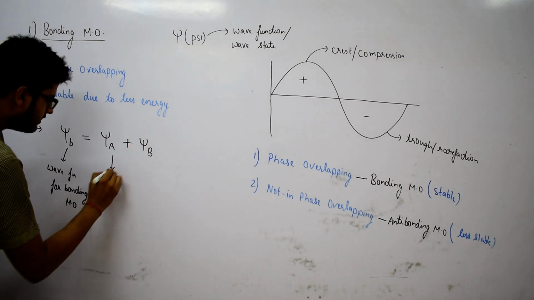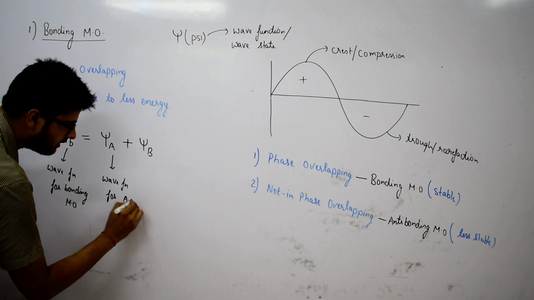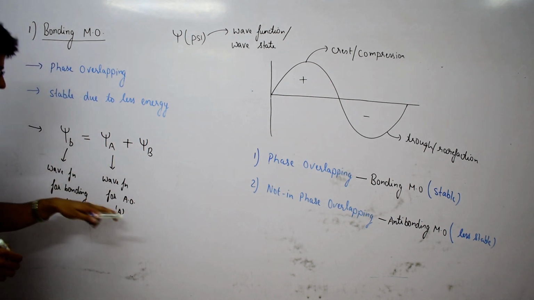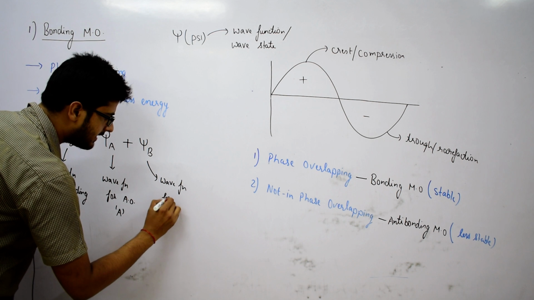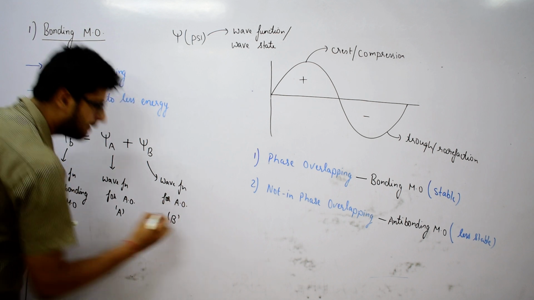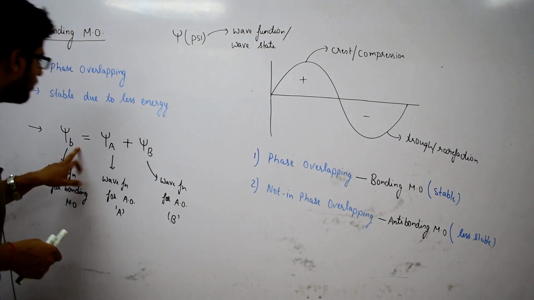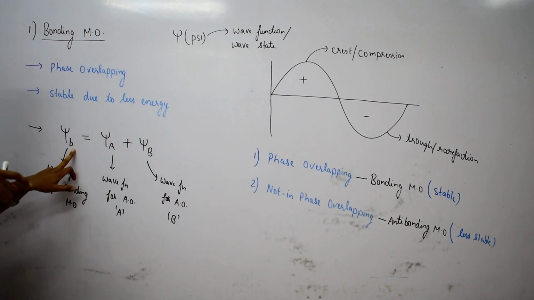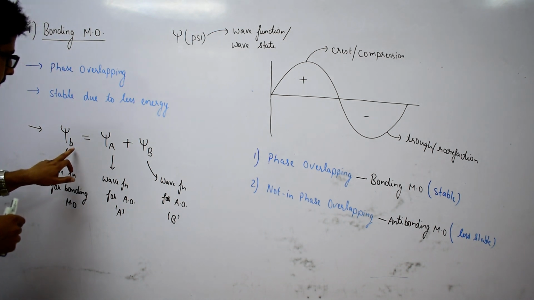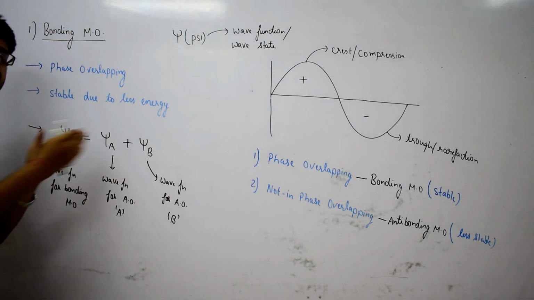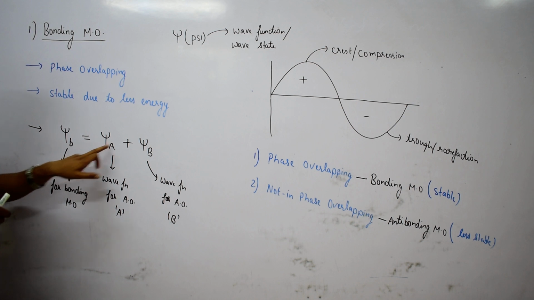So, this is the equation in the form of wave function which represents the motion of an electron in the bonding molecular orbital, where psi b represents the wave function for the bonding molecular orbital, psi a represents the wave function for combining atomic orbital A, and this is the wave function for the next combining atomic orbital, which is B. So, the wave function of the bonding molecular orbital is equal to the summation of the wave functions of the combining atomic orbitals. We are writing psi b is equal to psi a plus psi b.